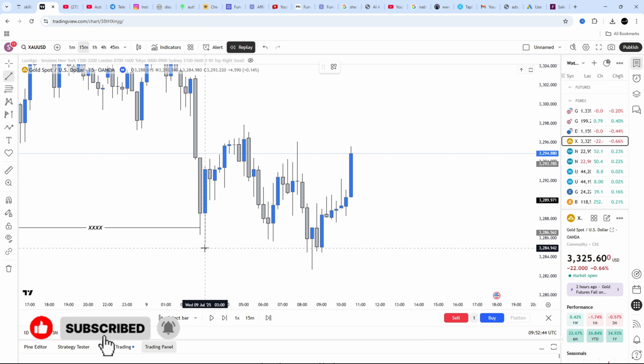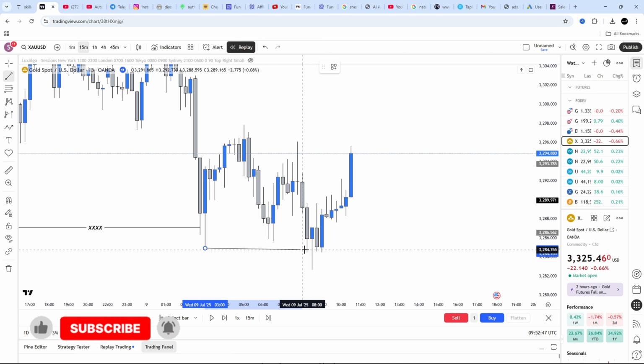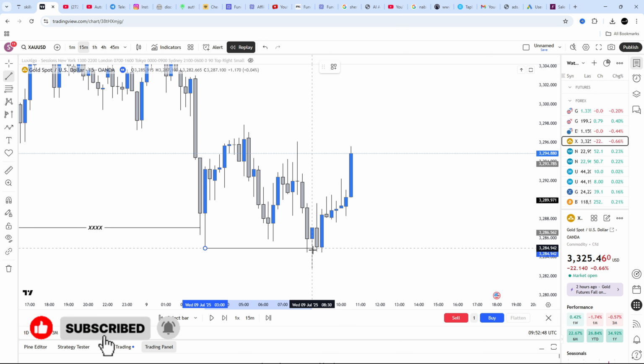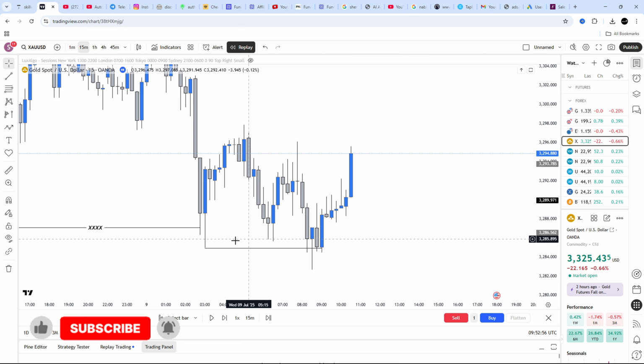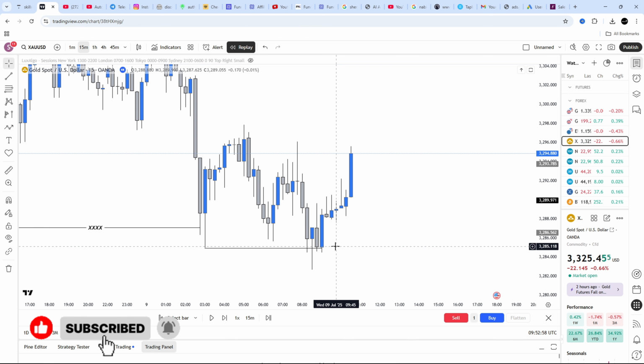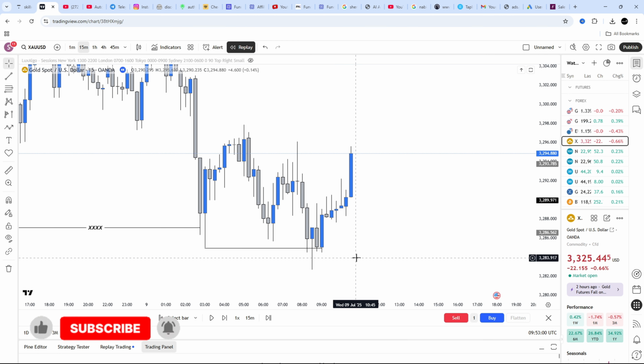As you can see, the market only swept liquidity. Also this zone, the market only swept liquidity. Even if we pass the line through this zone, I can show you that this is a sweep of liquidity. It wasn't a break of structure.